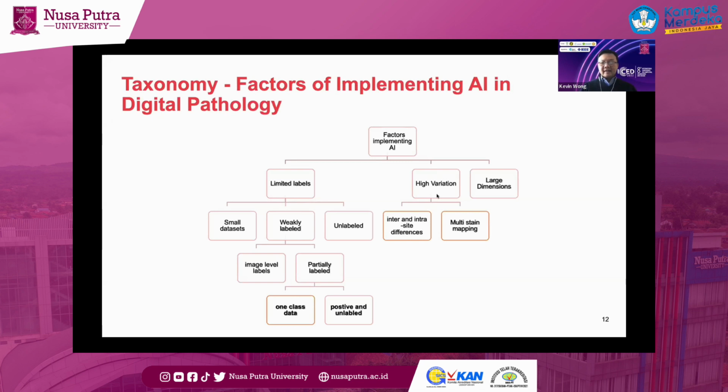So besides the limited labels, there's another one, what we call the high variations. High variations is when you have different hospitals, and they have different settings, sometimes you realize that the variation will be there. So I'll talk more about that when I talk about the actual methods on how to help handle some of these problems.